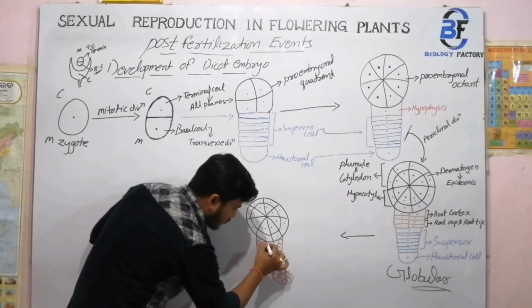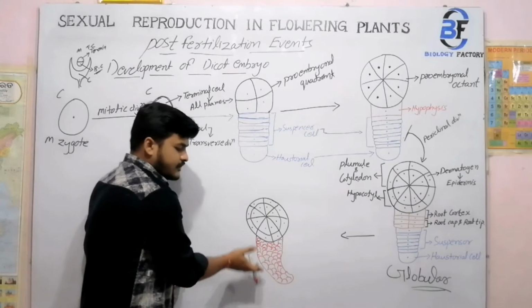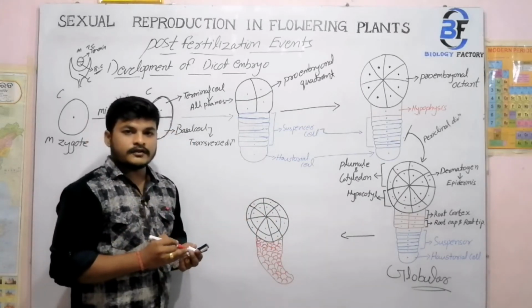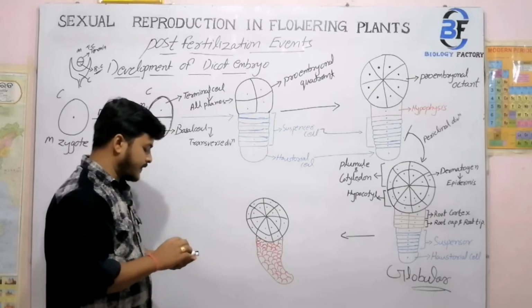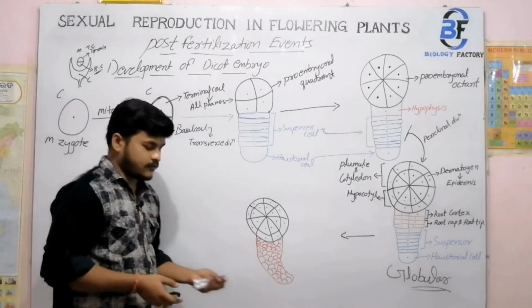So here what happens? The root part is already developed. That means cell division takes place and elongation also takes place. So the root has started to develop. Next, that means the radicle part is developed. The root is not developed, the radicle part is developed.